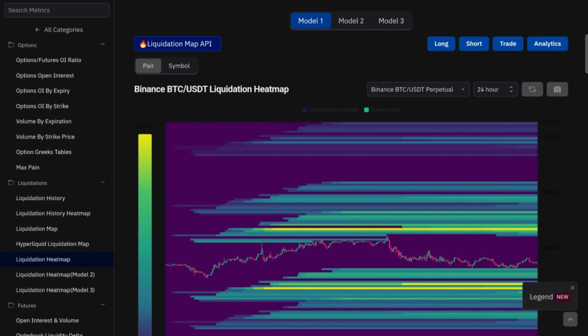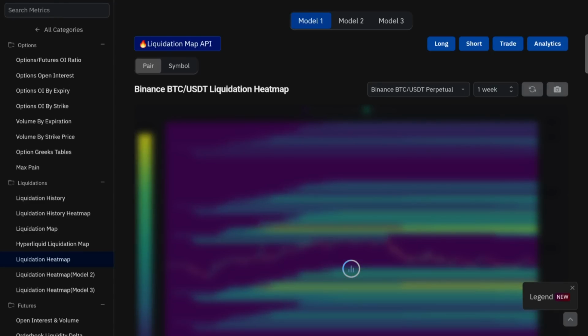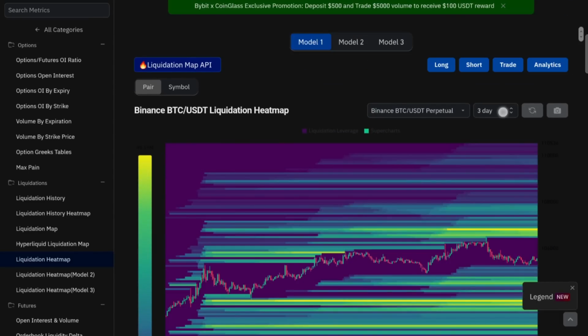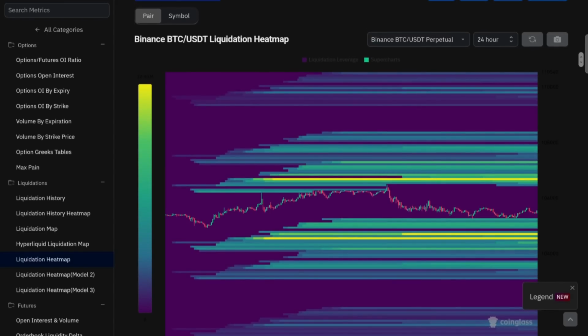Now, if you want to select the time duration, simply click on this and select your time duration. Guys, it's very important to select the time duration to analyze, depending on whether you want a short-term trade or a long-term trade. I'll go with 24 hours. It's a short-term trade. The trade may last for several hours, up to several days or even up to a week.